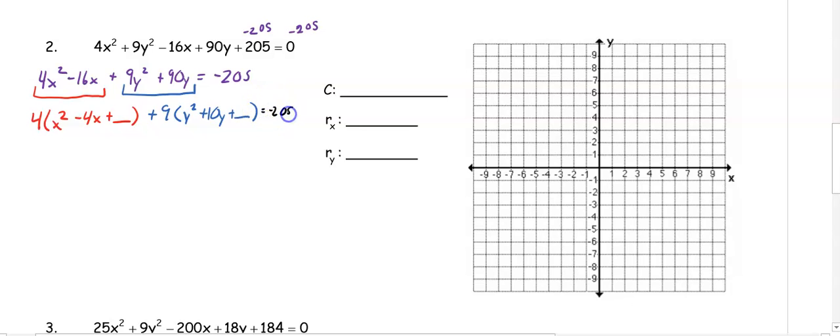So in our first parenthesis, half of negative 4 is 2, squared is 4. But when we go to add to the other side, we need to take the number that we just had and multiply with the coefficient of 4. So 4 times 4 means we're going to add 16 to the other side. Then for our y's, half of 10 is 5. 5 squared is 25. But again, we need to multiply 25 times 9 to move the number to the other side. So 25 times 9 is going to get us 225.